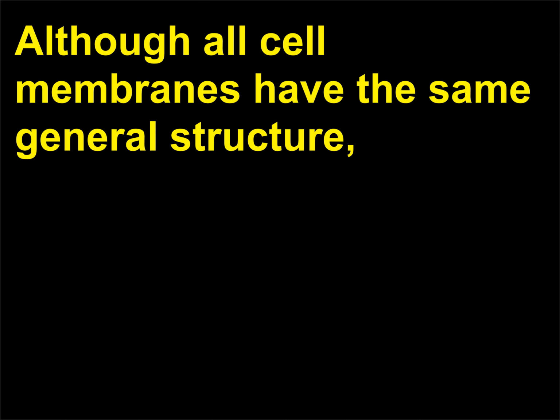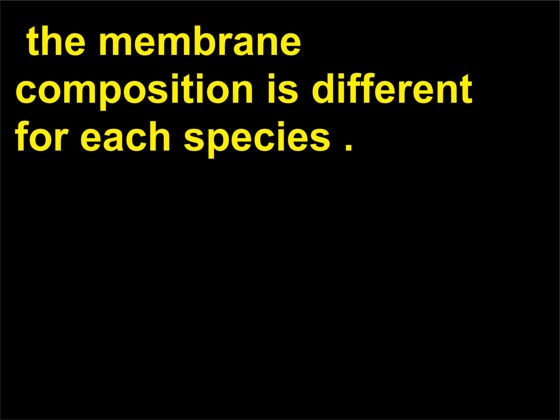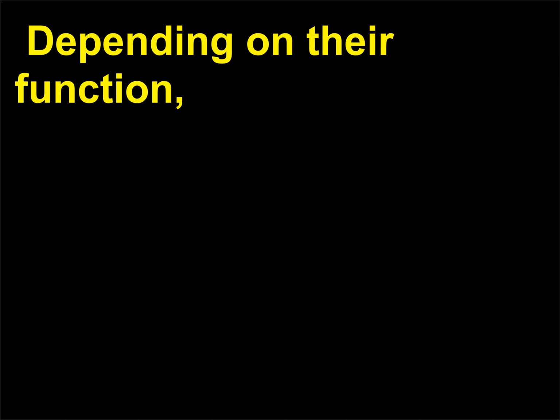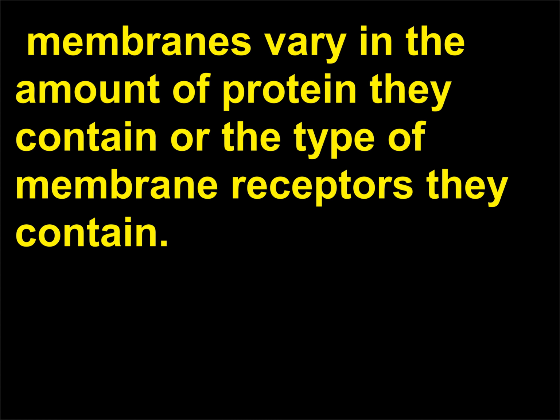Are all cell membranes alike? Although all cell membranes have the same general structure, the membrane composition is different for each species, depending on their function. Membranes vary in the amount of protein they contain or the type of membrane receptors they contain.